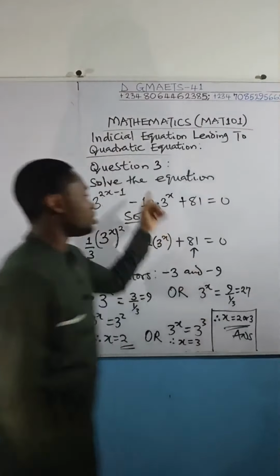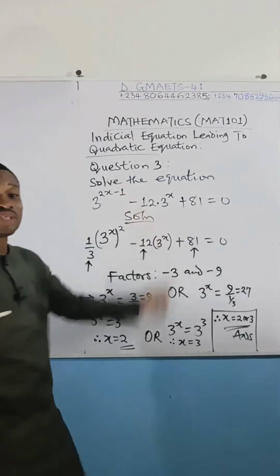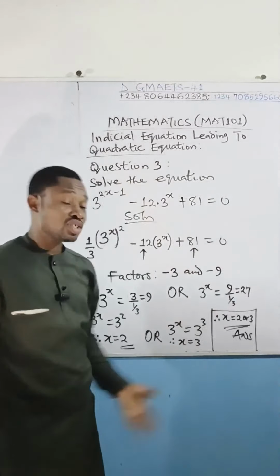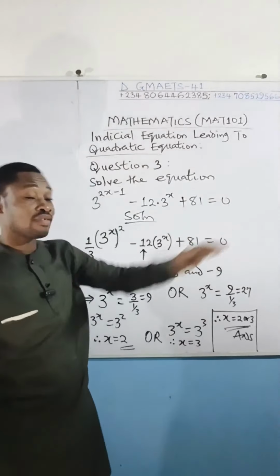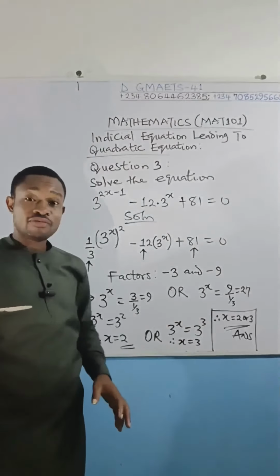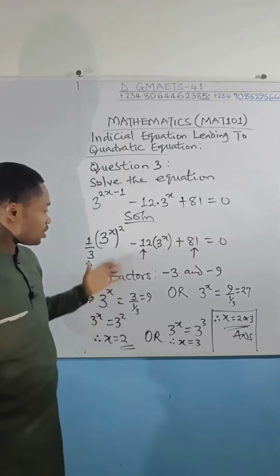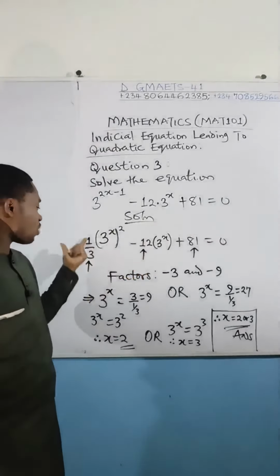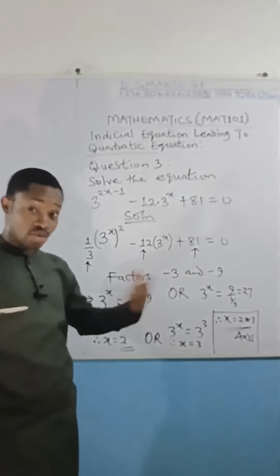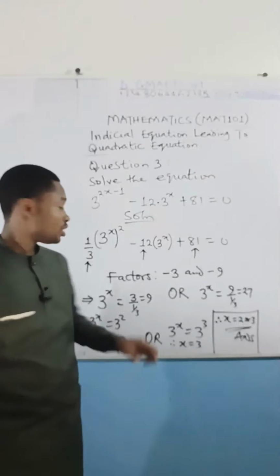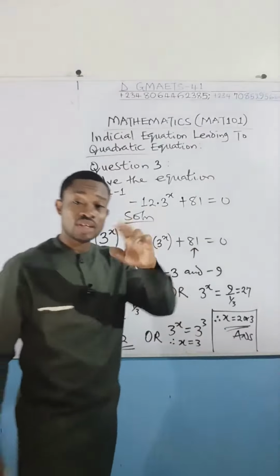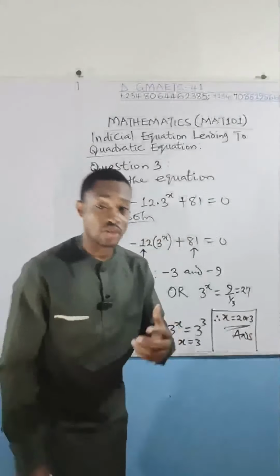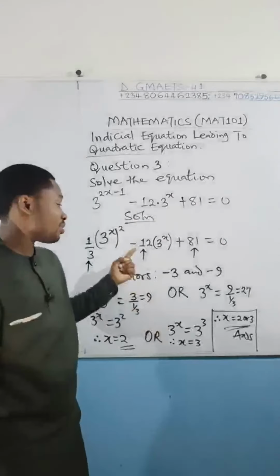Although it is here on the board and we've just been repeating the same thing over and over again, all the secrets you need about indicial equation leading to quadratic equation, I've exposed them. What we did there was simple: multiply 1 over 3 by the constant term as usual. We got 27 because 1 over 3 times 81 is 81 divided by 3, which is 27. Then we found two numbers which are factors of 27 and add them to get minus 12.